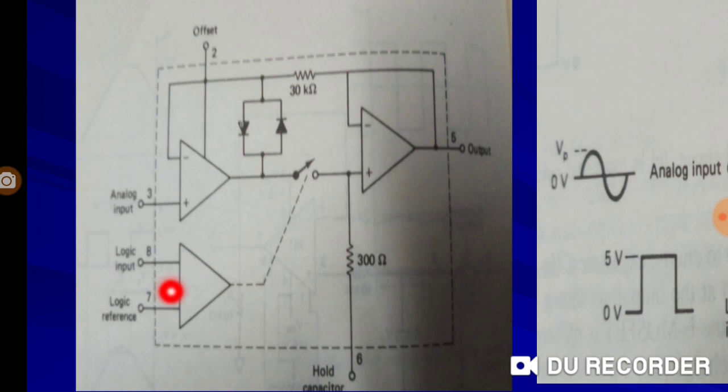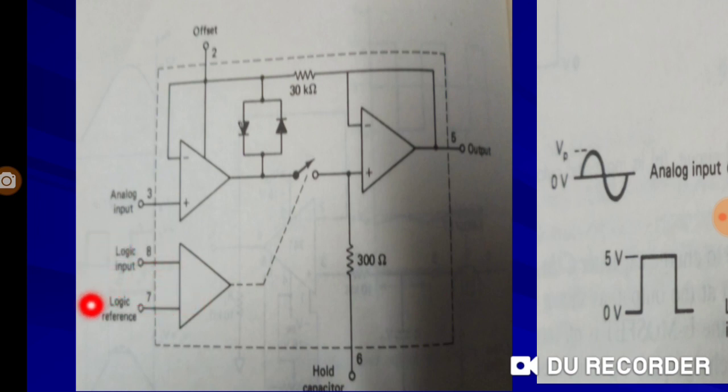And what we do is, terminal 3 over here, pin number 3, is analog input. So analog input is basically the signal that is being sampled. This is known as the analog input. Now logic input to pin number 8. Logic input is basically the control signal Vs that we were talking about. That is the logic input.